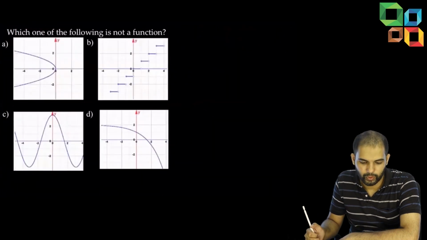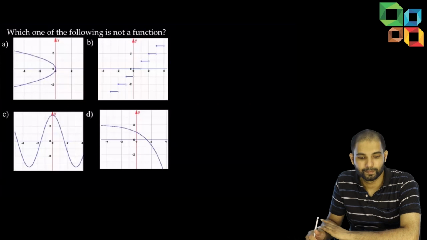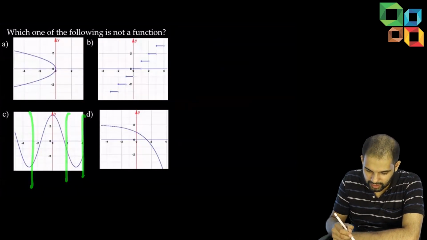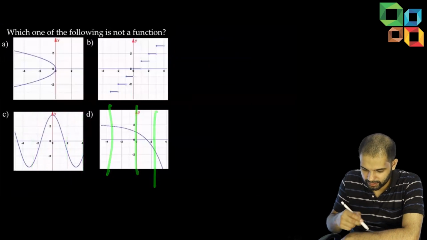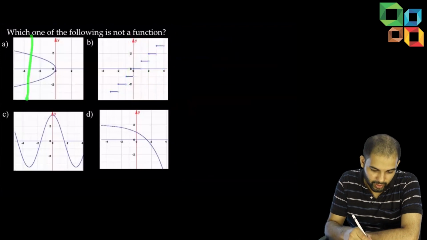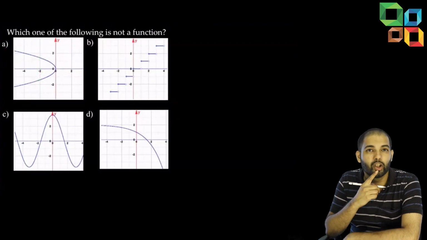Next, which of the following is not a function? I think after I told you, the method is easy. Draw a straight line anywhere here, it's a function. Draw a straight line here, it's a function. Draw a straight line here, again it's a function. But here you can see if I draw a straight line, it's cutting 2 points. So at x equal to minus 2, I have 2 outputs. Therefore not a function. So A is not a function. The rest of the options are functions.